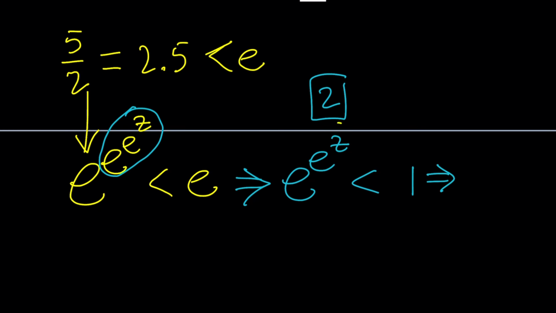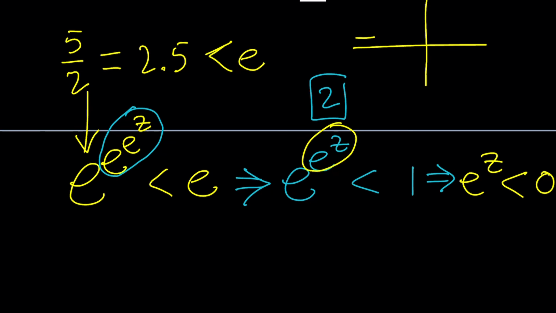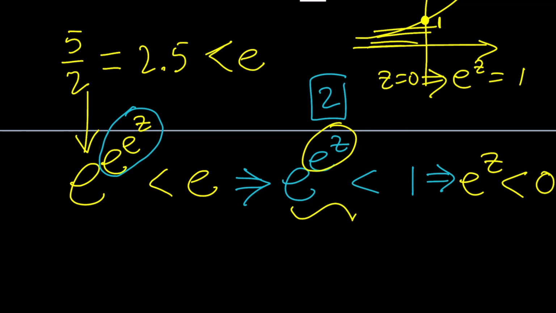Now focus on the exponent one more time. If e to the something is less than 1, that exponent needs to be less than 0. Why? Let's think about it. The exponential function has an intersection point with the y-axis at (0, 1). So if z is 0, then e to the z is 1. So what happens if z is less than 0? Then you're going to get values that are less than 1. So what makes this less than 1 is a negative exponent. Make sense? I hope it does.